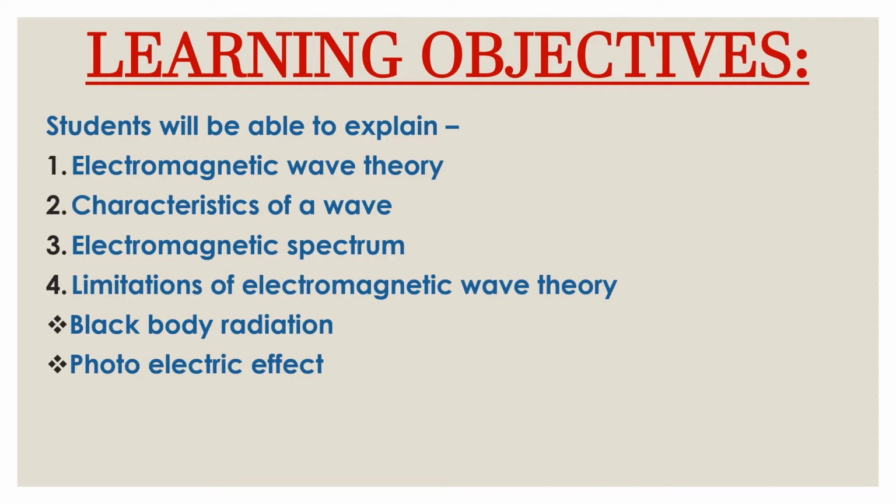Today we are going to discuss electromagnetic wave theory, meaning the developments leading to the Bohr's model of an atom: electromagnetic wave theory, characteristics of a particular wave, electromagnetic spectrum and limitations of electromagnetic wave theory, especially on black body radiation and photoelectric effect. So let us begin.